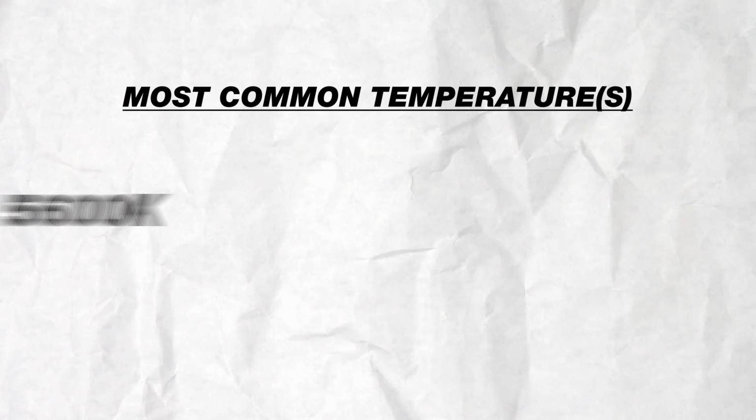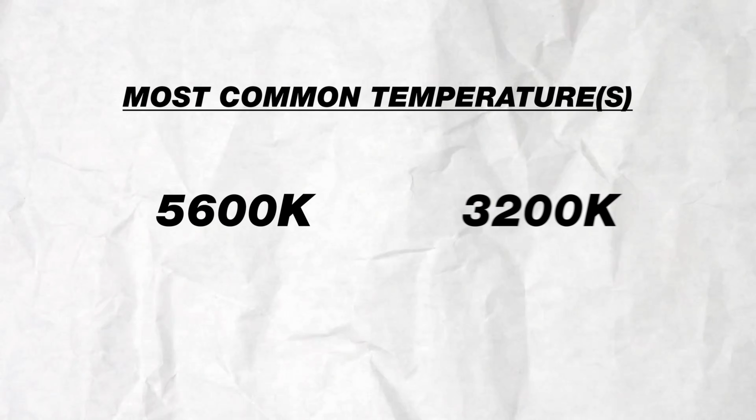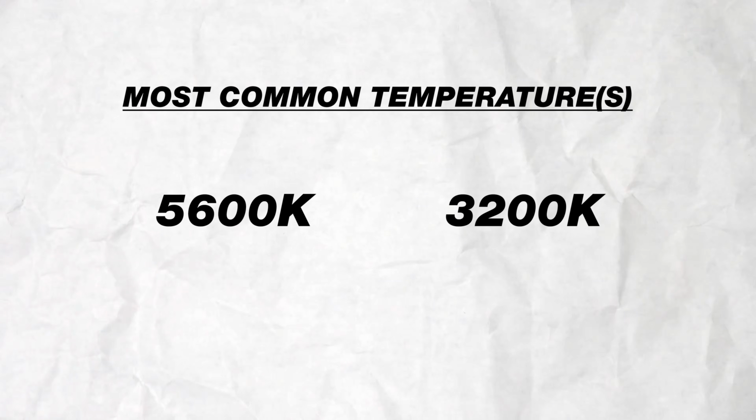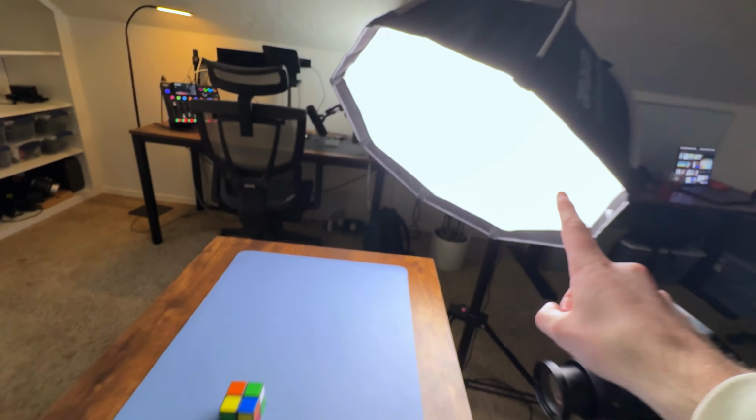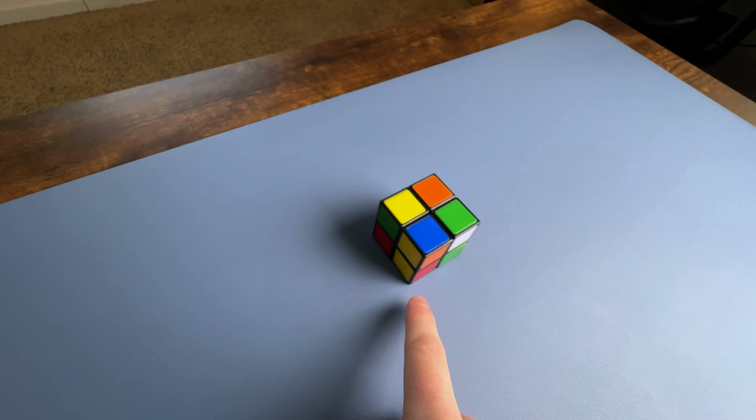Now the last main setting is white balance, and setting your white balance ensures that the colors in your video look correct by adjusting for the different lighting temperatures you might encounter. So the most common white balance settings you'll choose are 5600 Kelvin and 3200 Kelvin. And what you'll do is set your camera's white balance to 5600 Kelvin when you're shooting in daylight environments, or you're using cooler temperature lights, maybe in your studio space.